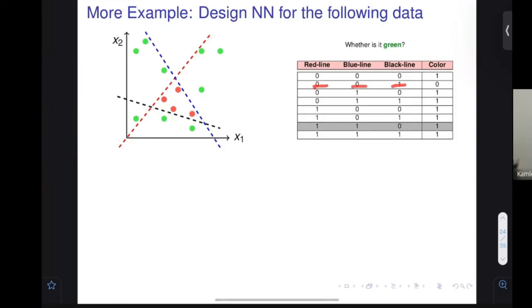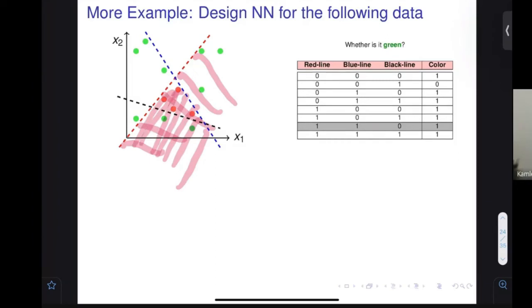0, 0, 1. Red, blue, and black. So 0, 0 means below red, below blue, and 1 means above this. So this is the place. This is the place where we want what? 0. Is it clear to everybody?